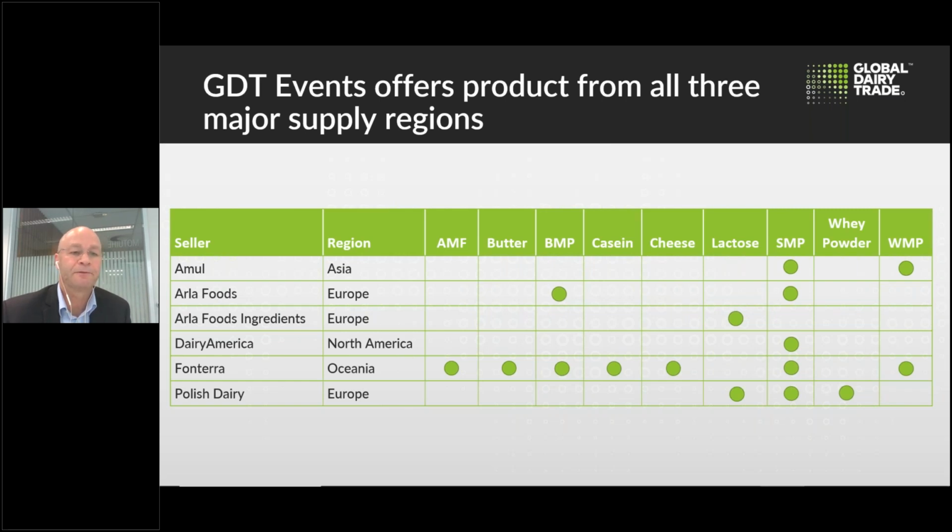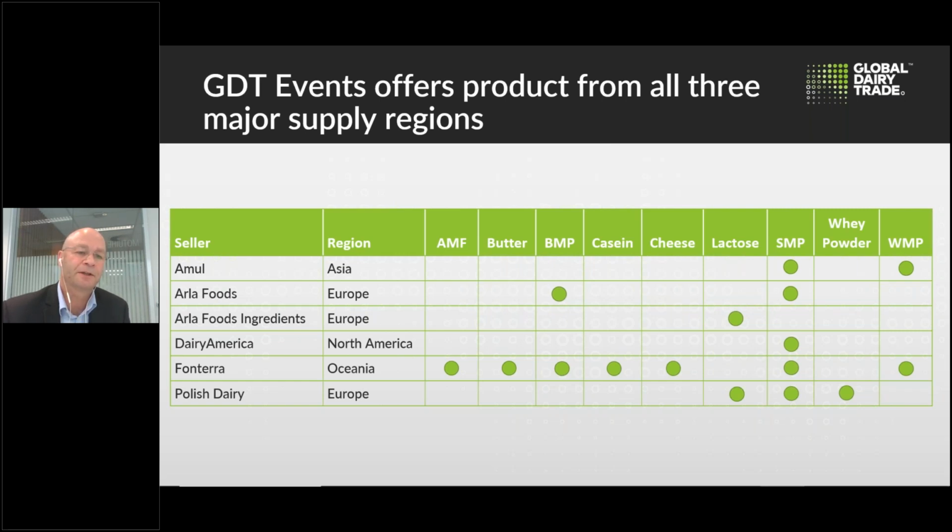From Europe, we've had for a long time now Arla Foods Limited offering buttermilk powder, or BMP, and skim milk powder. And then also Arla Food Ingredients from Europe. So we treat Arla Foods and AFI, or Arla Food Ingredients, as two separate sellers. They do have their separate boards, and they are signed up as separate sellers in terms of participation agreements and so forth.